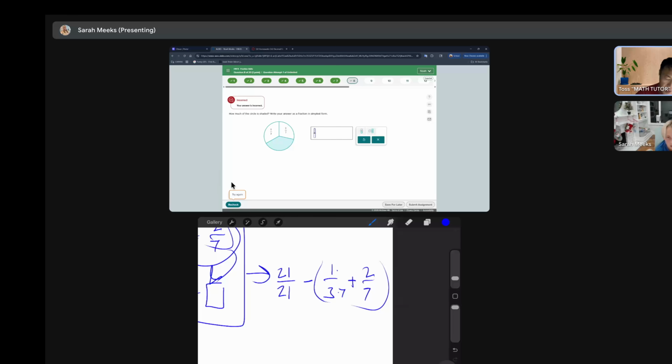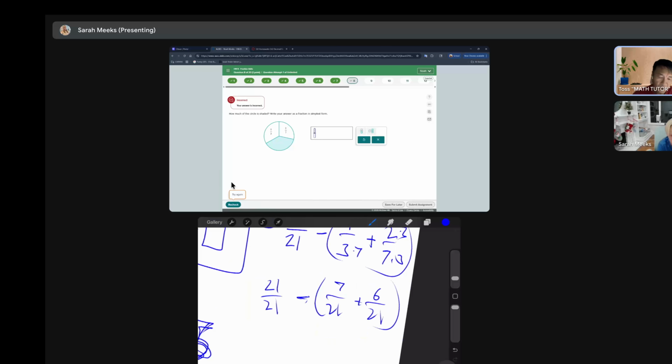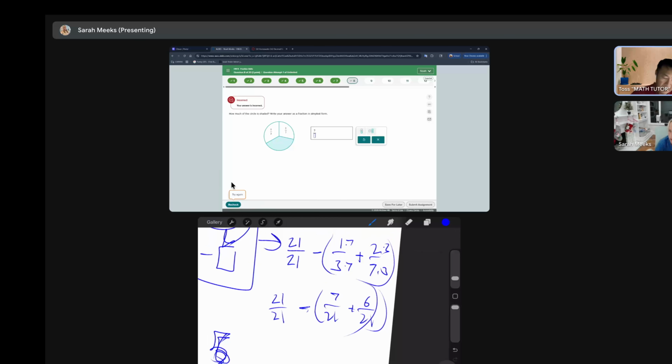Times 7, times 7. I hope you remember how to do that, sideways. So it's going to be 7 over 21 plus, this is going to be times 3, times 3, that's going to be 6 over 21. And then you combine that first. That's going to be 13 over 21. You've got 21 over 21 here, and then it's going to be 21 minus 13 over 21. And here's going to be your final answer.